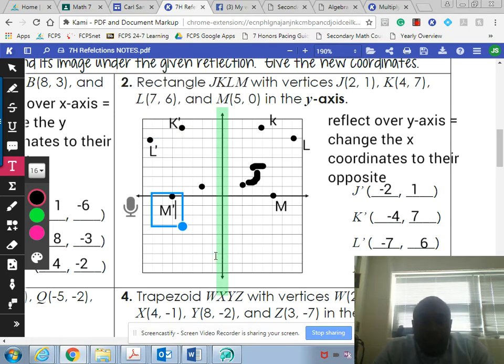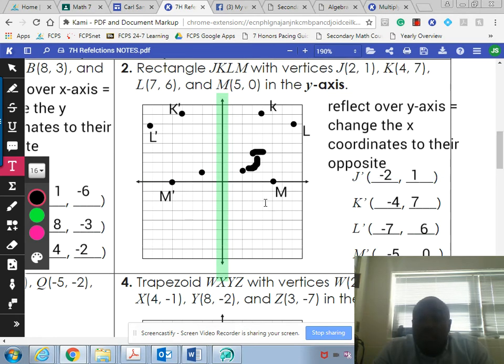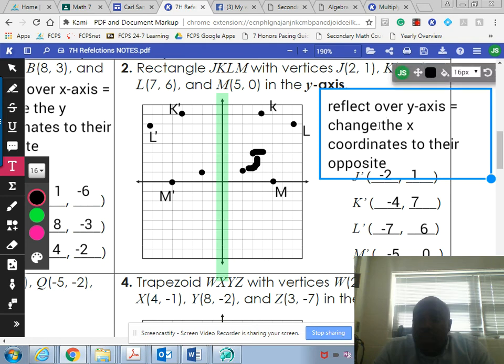Okay. So J was originally (2, 1). Now it became (-2, 1). K was originally (4, 7). Now it became (-4, 7). L was (7, 6). Now it became (-7, 6). And last but certainly not least, M was (5, 0). Then it became (-5, 0). So now one thing you notice, when we reflected over the y-axis, the x values change to their opposite. And that's exactly what the rule is. Reflect over the y-axis equals change the x coordinates to their opposites.